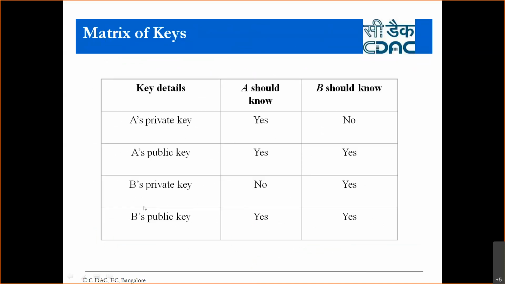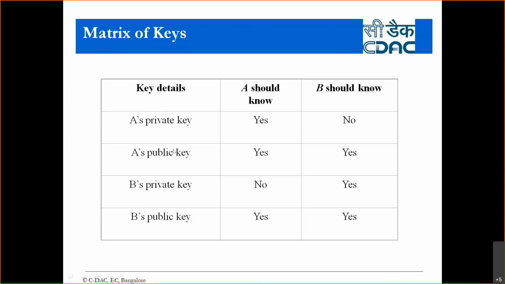Now this is just a simple matrix of keys exercise. Please remember that the private key should be known only to the owner of the key. This is the private key. It should be with only the owner of the private key, no one else. So A's private key will be with A only. A only should know this. B should not know. That is why it is written here, no.